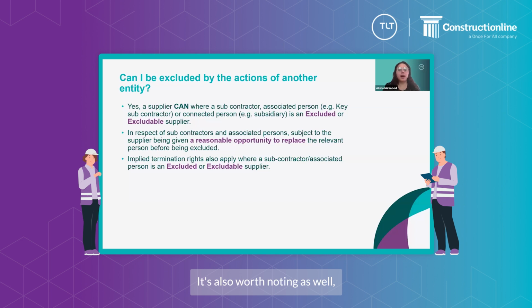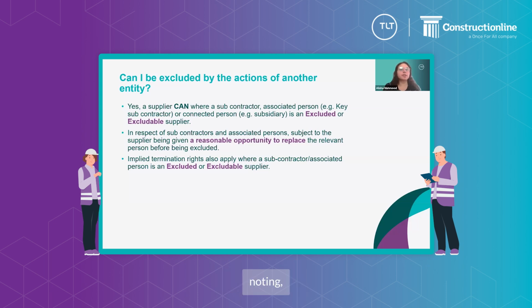It's also worth noting that authorities will have implied termination rights, which apply in circumstances where a subcontractor or an associated person is an excluded or excludable supplier. So as well as exclusion, your contract could be terminated by virtue of a subcontractor or associated person becoming an excluded or excludable supplier. As this is implied, it doesn't need to be written into the contract. So even if you haven't got this in the termination rights that you've agreed by virtue of your contract, it is an implied termination right, so will still apply.